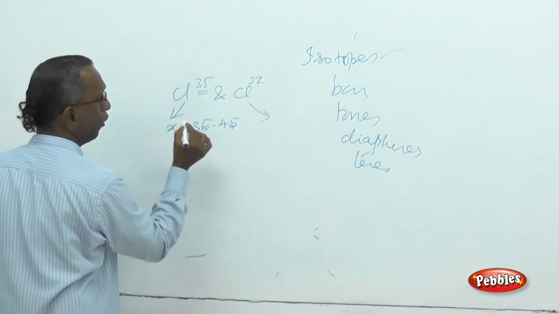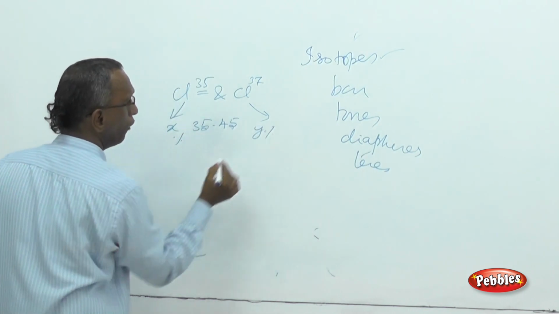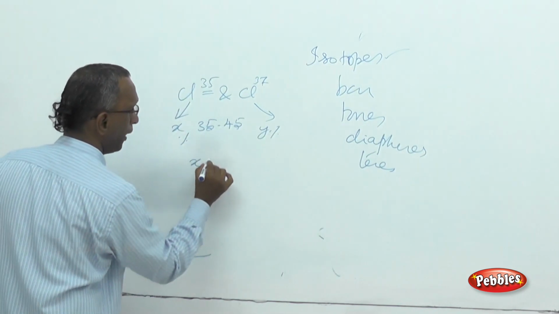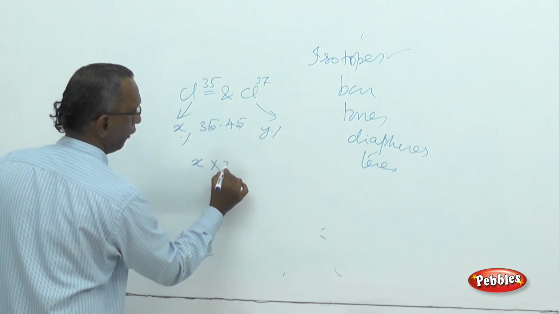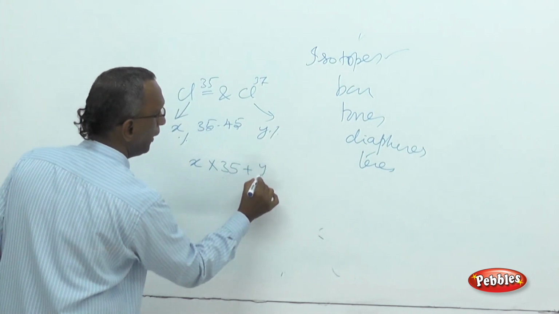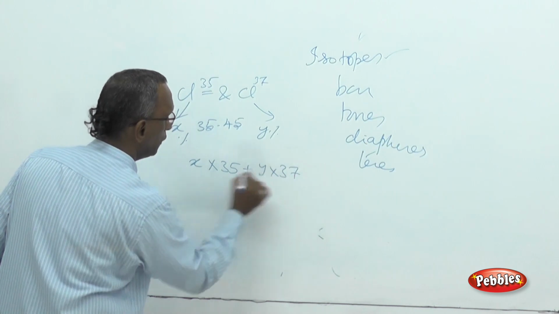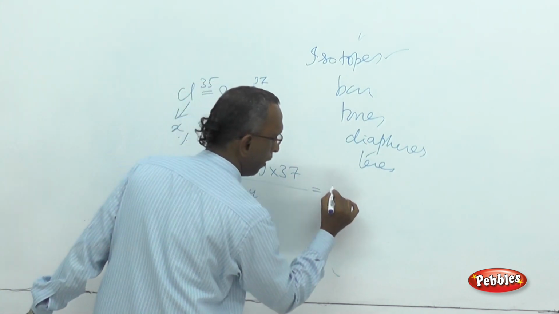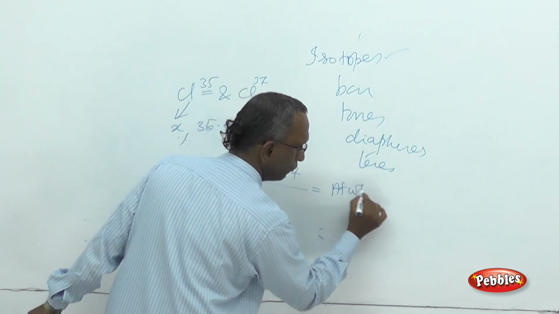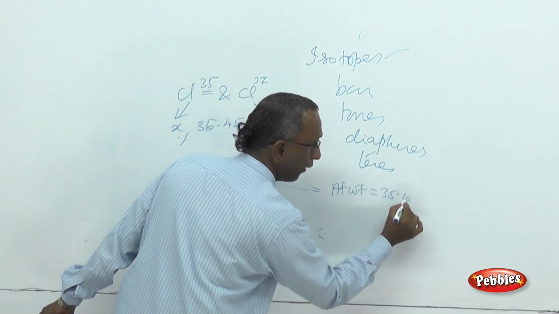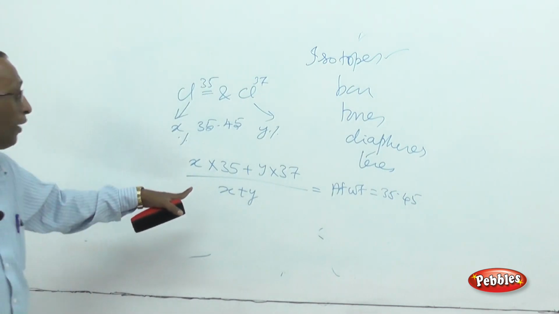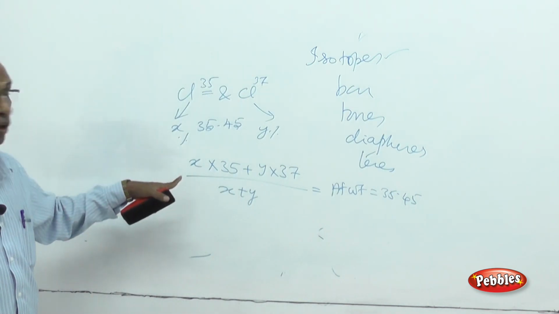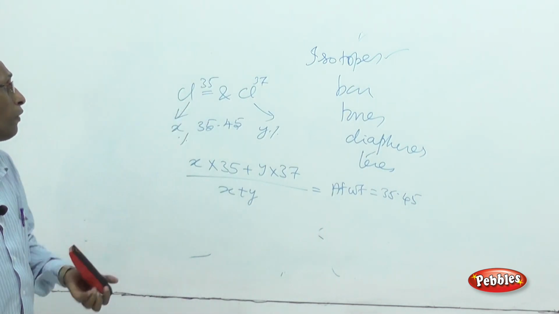X percentage of chlorine 35, Y percentage of chlorine 37. So X into 35 plus Y into 37, total divided by X plus Y, gives the atomic weight, that is 35.45. So 35.45 comes to be in this range. So chlorine consists of two types of isotopes.